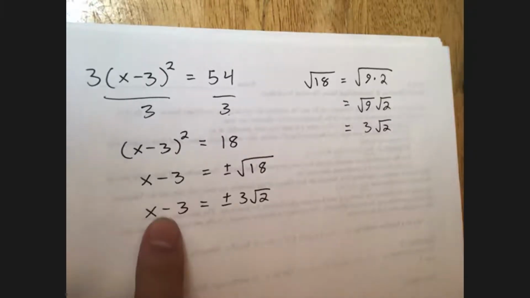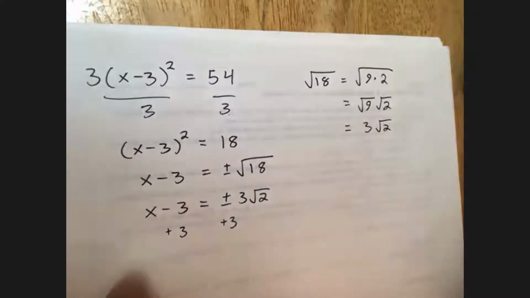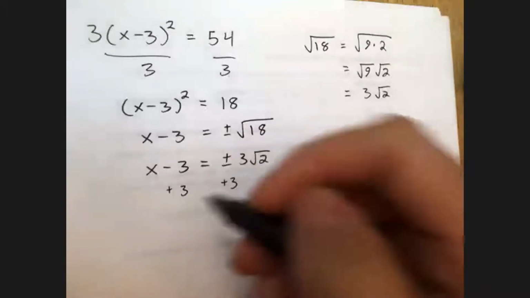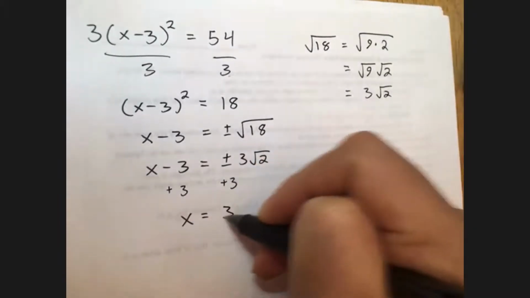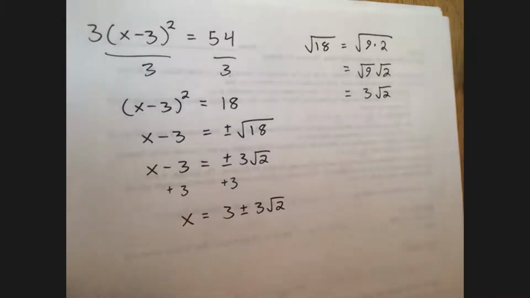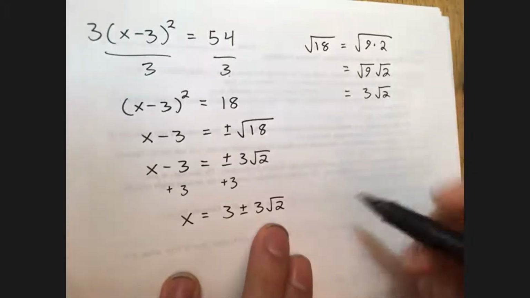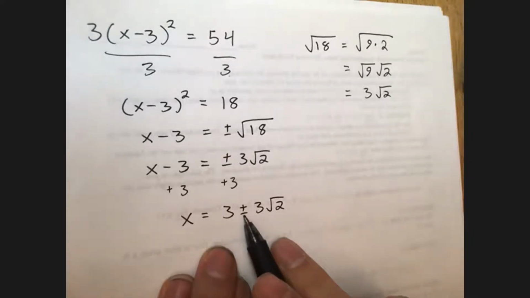What we can do now is we can add 3 to both sides because we are solving for x. Okay. So x equals 3 plus or minus 3 root 2. That is our final answer, although I want to point out we can write it another way. Remember, this means plus or minus.